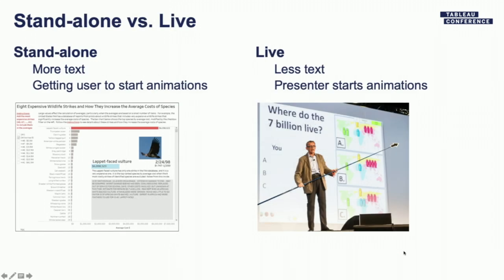Another thing that I've tried to illustrate here is that there are some stories that are designed to be standalone and other stories that are live. A standalone story almost always has more text because there's no live presenter there to speak. One of the biggest challenges, and one of the reasons why scrolly stories are very common, is getting the audience member on a standalone story to trigger the animations. Scrolling happens to be really effective for that. In this particular image, I know the story went by really fast, but I had to have a bunch of red text in the left-hand corner to get people to click on the filter widget so that they would then start stepping through the story.